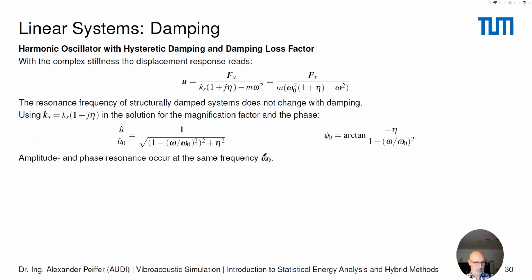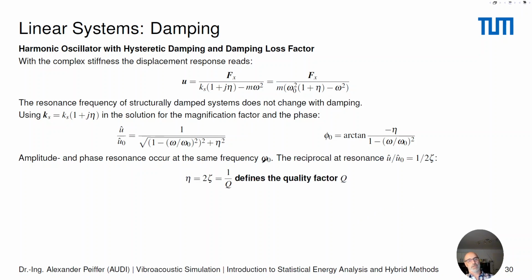And again, amplitude and phase resonance here, this is not an approximation, this is coming with the assumption of the damping phenomena, they occur at the same frequency. The reciprocal at the resonance again is given by this equation, and we can find a good and easy relationship to the quality factor. So, then we have also automatically created the relationship to our resonance, to damping loss, which corresponds to twice the critical viscous damping ratio, or is just the reciprocal of the quality factor. So the zoo of damping constants is getting more and more complicated.